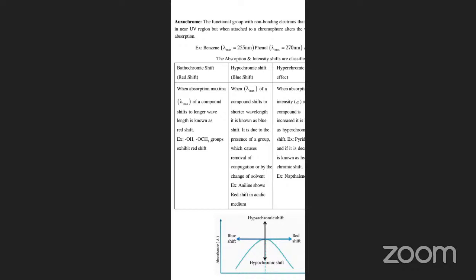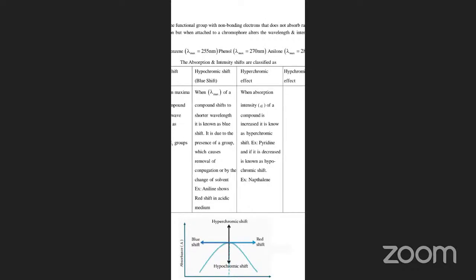Next, hyperchromic effect. When the absorption intensity epsilon of a compound is increased, it is known as hyperchromic shift. Example, pyridine. If it is decreased, it is known as hypochromic shift. Naphthalene, hypochromic effect is not there. Hypochromic shift, blue shift, red shift and hyperchromic shift, up and down, show the change in absorbance.